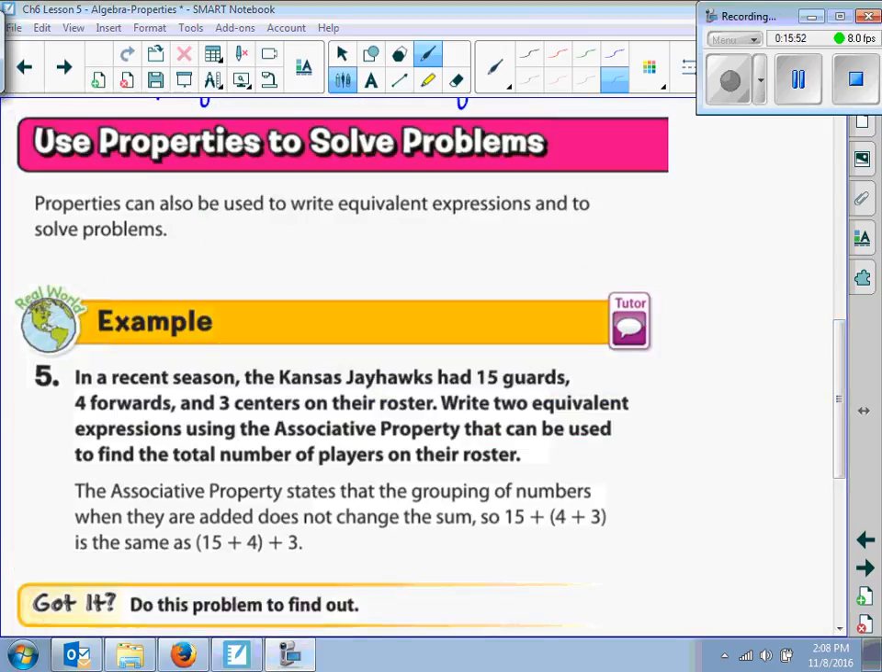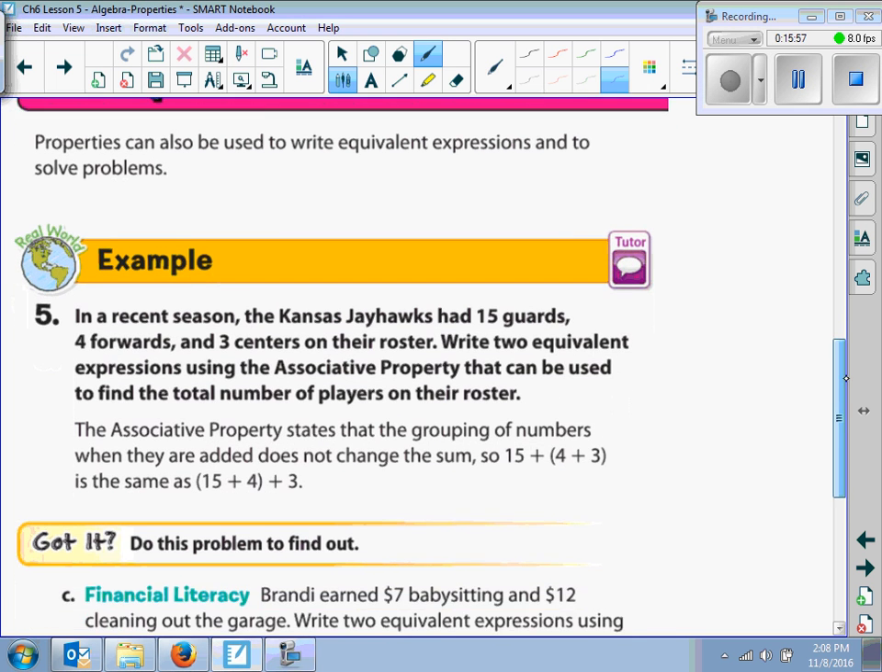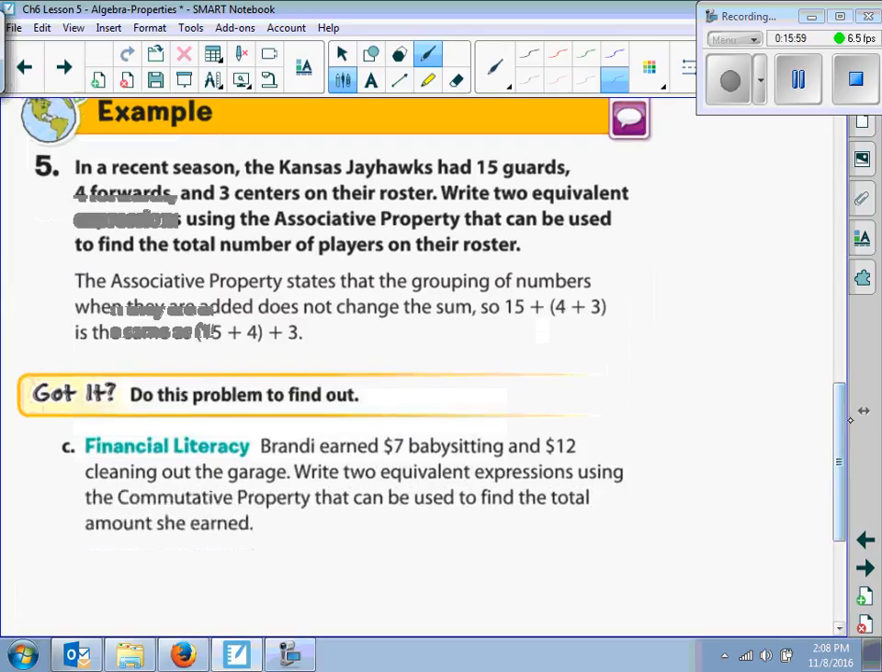All right, so now we're going to use properties to solve problems. Let's look at these examples here. It says, in a recent season, Kansas Jayhawks had 15 guards, 4 forwards, and 3 centers on their roster. Write 2 equivalent expressions using the associative property that can be used to find the total number of players for their roster. So the operation we're going to do is we are adding. Very good. So this is going to be the associative property of addition, right?